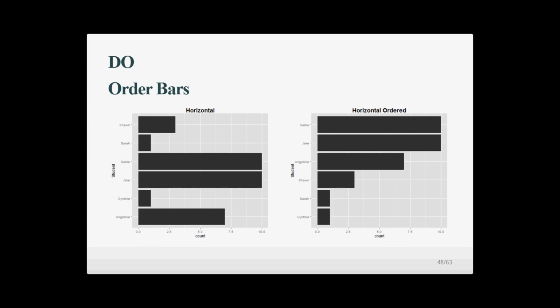Also, if you can order your bars or order your dots, or put order to the plot, go ahead and do that. On the left we have the horizontal bars, and they're listed alphabetically. If we order them by count size, we start to see patterns and trends much more easily. It's easier for us to find patterns and trends across our data.